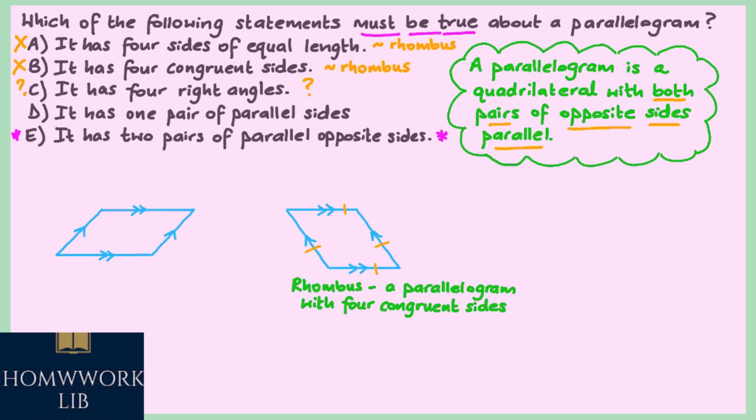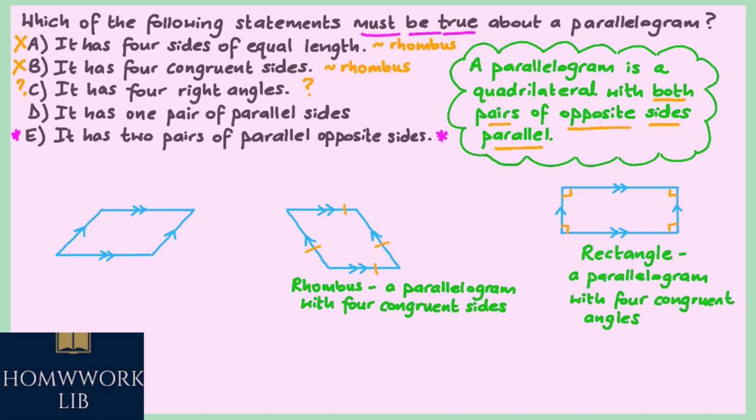Now let's consider option C. As you might have guessed, we can draw a parallelogram that also has 4 right angles. And of course, this is a rectangle, which is defined as a parallelogram with 4 congruent angles. In the same reasoning as before, we can note that although this parallelogram, which is a rectangle, does have 4 right angles, not every parallelogram does. And since we are looking for a statement that is true about every parallelogram, then option C is incorrect.